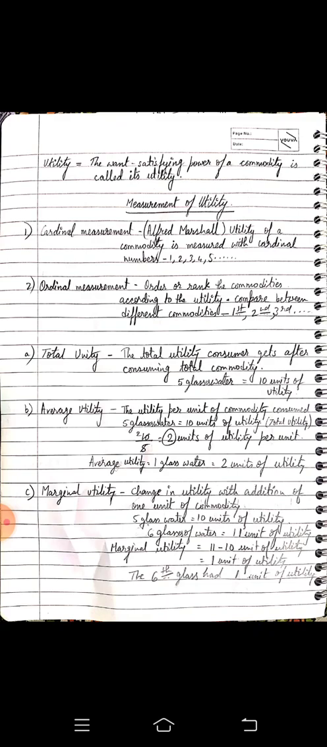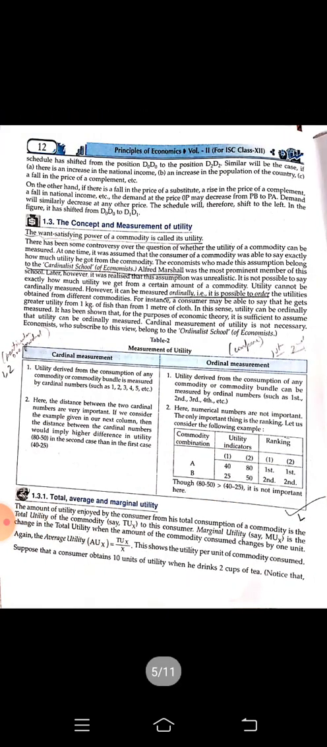Many economists, before that, never thought that utility can be measured. But one of the cardinal theorists, Alfred Marshall, said yes, it can be measured, and they have divided this into two categories. The measurement can be divided in two categories. One is the cardinal, one is the ordinal.